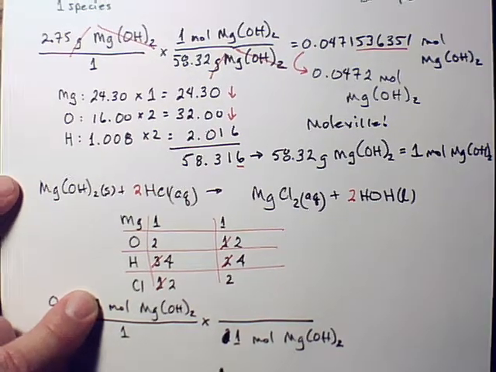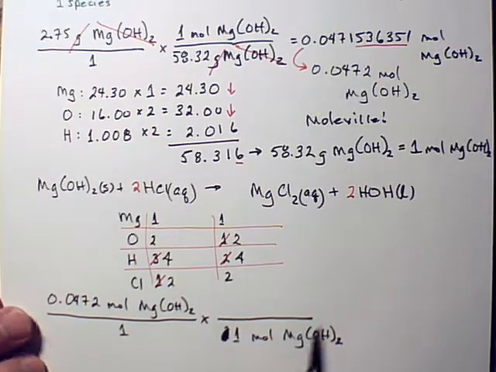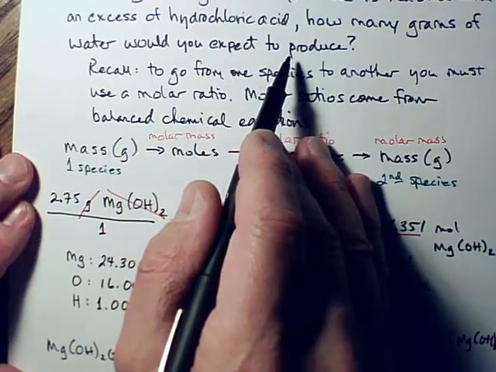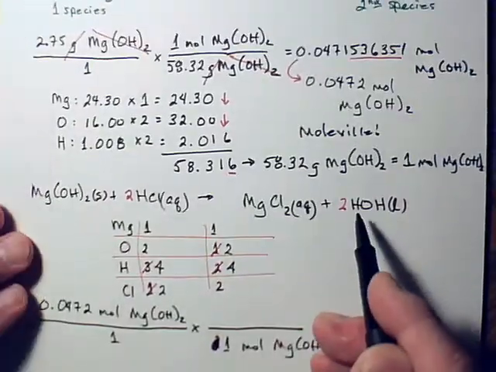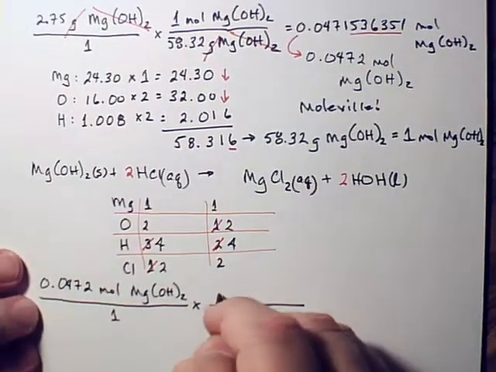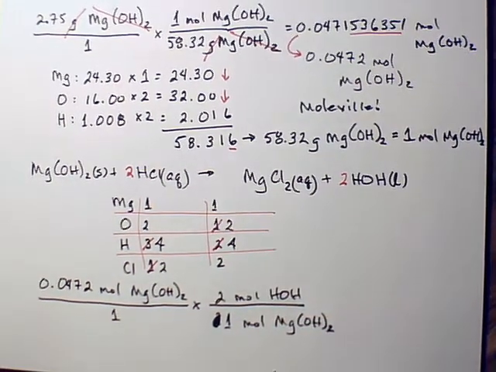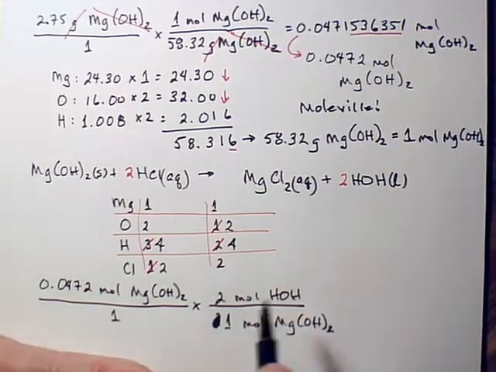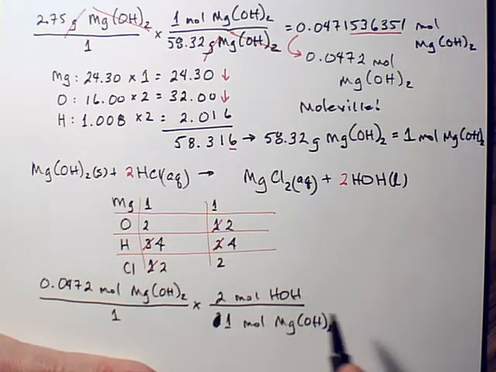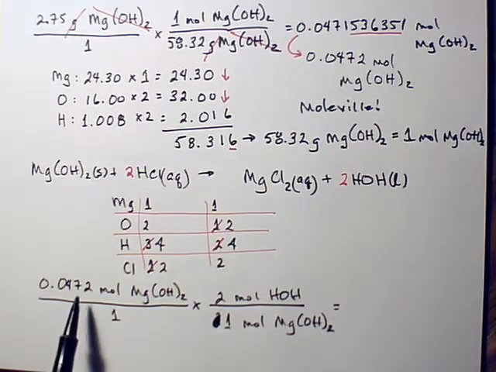Now then on the top, we want the species we're looking for in the end. The problem says, how many grams of water would you expect to produce? Well, water, there's 2 waters in the equation, which equates to 2 moles of water. And you can write it as H2O if you prefer, it doesn't really matter. So to do this math, we just simply have to multiply this number by 2.